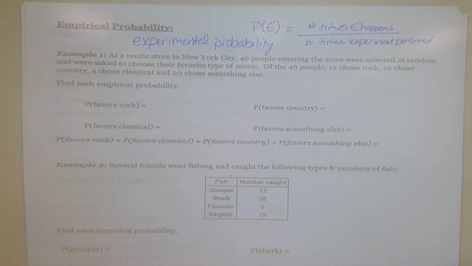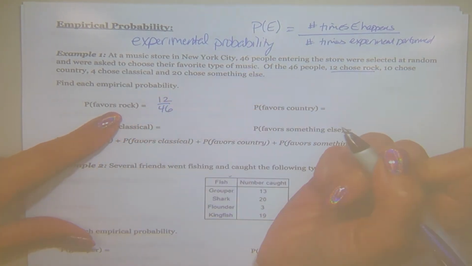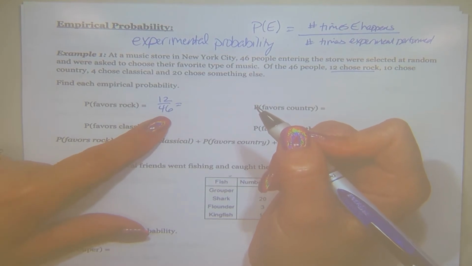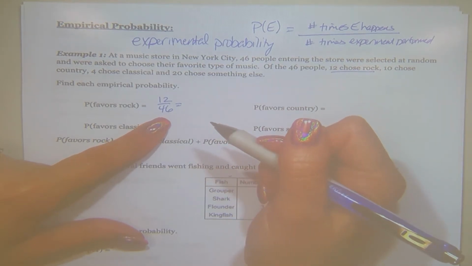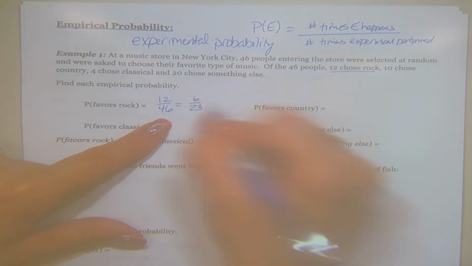And then it tells you how everybody answered. Well, what's the probability that out of those 46 people, I pick one that chose rock as their favorite music? Well, 12 chose rock out of 46. If I reduce that to a fraction in lowest terms, remember we did that on that review page, I find common factors. I can divide both by 2 because they're even. That will reduce to 6 out of 23.